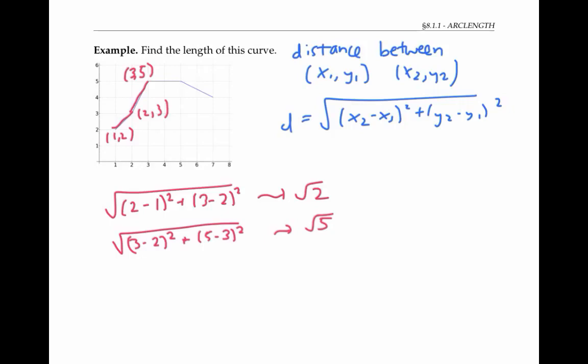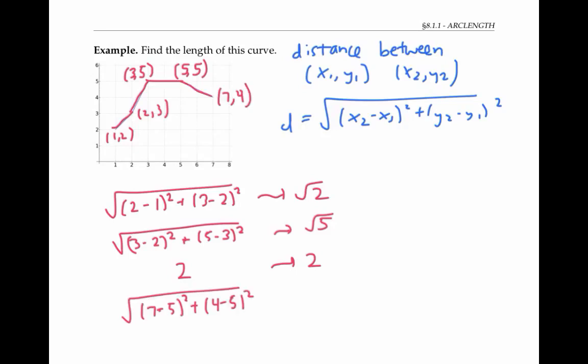And the next piece has length 2. We don't even need the distance formula for that one. And the last line segment has a length of the square root of 5. If we add up all the lengths of these 4 line segments, we get a total length of the curve of 2 times the square root of 5 plus the square root of 2 plus 2.